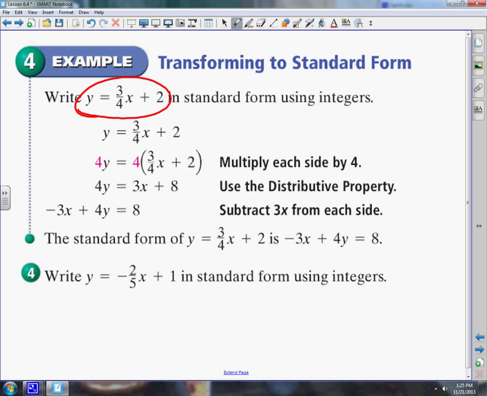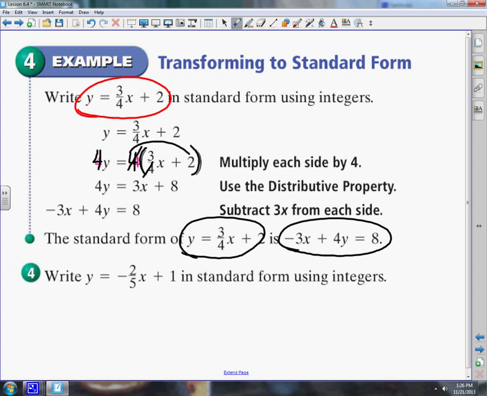So what they did is first they wanted to clear the fraction. So what they said is, okay, this is 3/4. I want to multiply this whole side by 4 and this side by 4 because I want to clear that fraction. So then those cancel out and I get 3x plus 8 because you have to distribute that to the 2. And then you minus 3x. So then you get -3x plus 4y equals 8. The standard form of y equals 3/4 x plus 2 is -3x plus 4y equals 8.